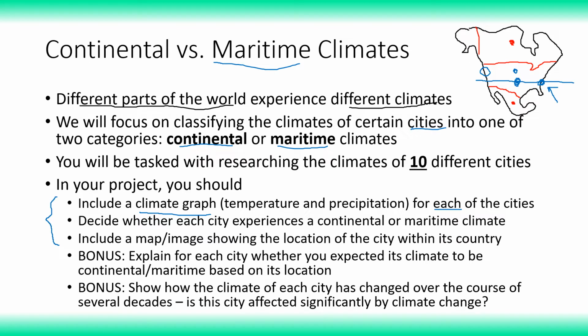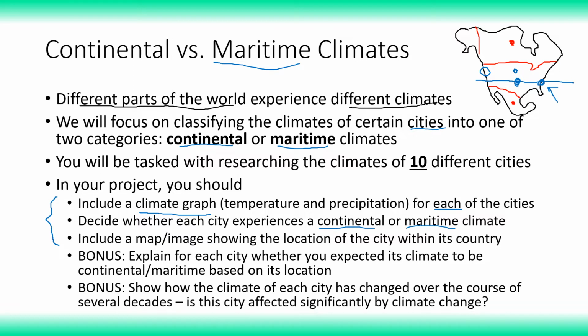has to include 10 different climate graphs. I don't want to see one climate graph. One climate graph for each city is what you're responsible for. So that should be 10 climate graphs in total. And then based on the climate graph, you should decide whether each city experiences a continental or a maritime climate.